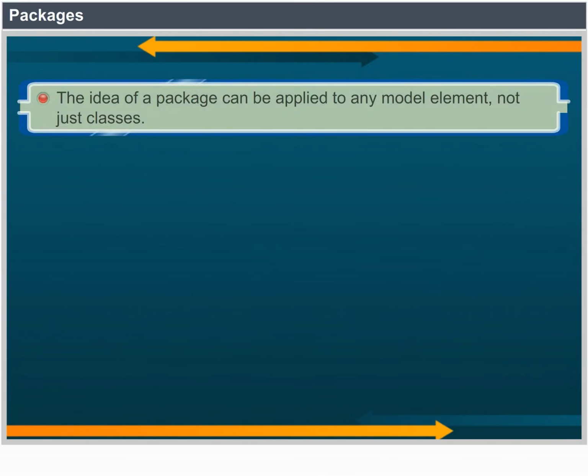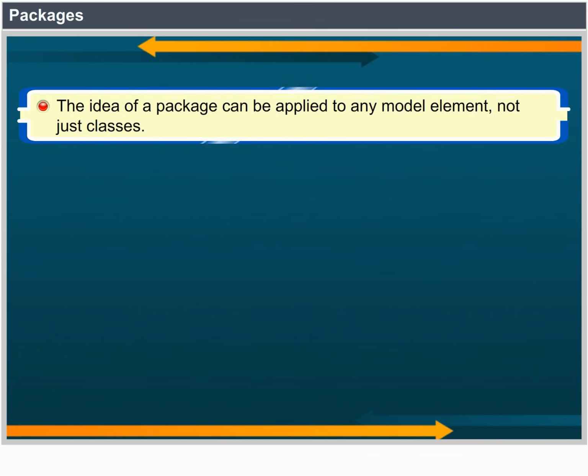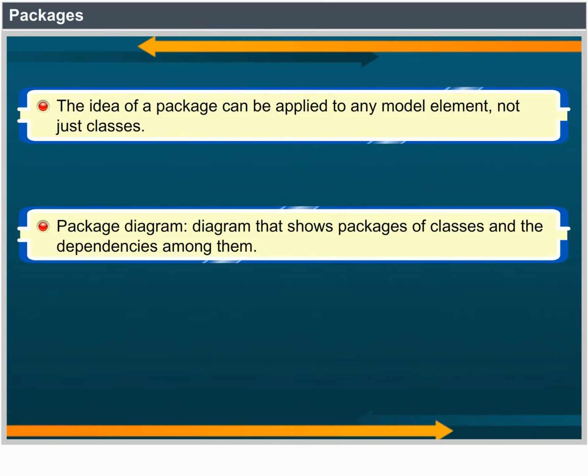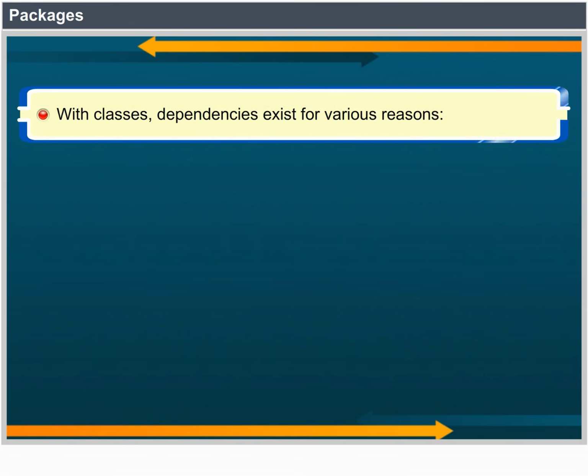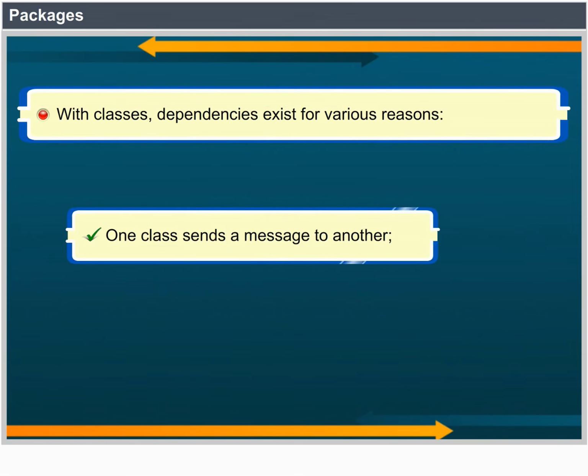Packages. The idea of a package can be applied to any model element, not just classes. Package diagram. A diagram that shows packages of classes and the dependencies among them. A dependency exists between two elements if changes to the definition of one element may cause changes to the other. With classes, dependencies exist for various reasons. One class sends a message to another.